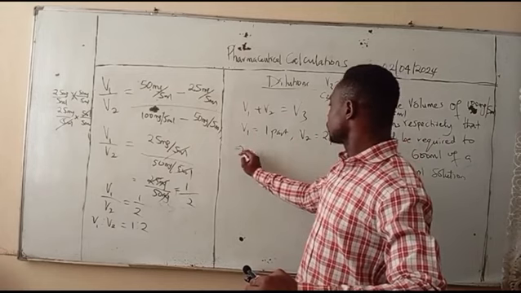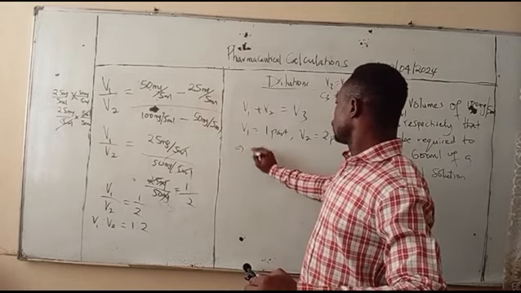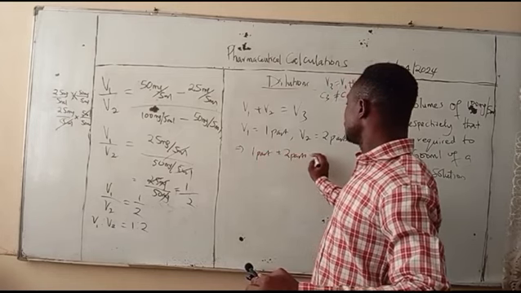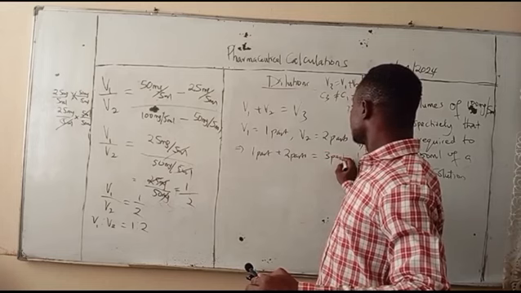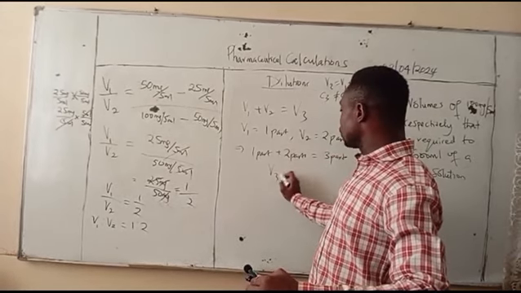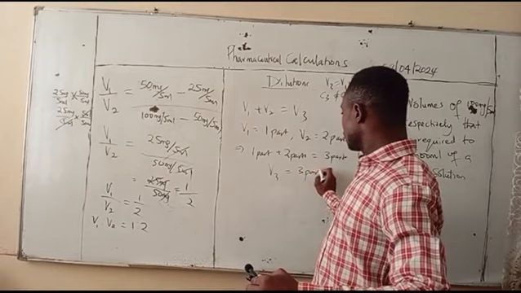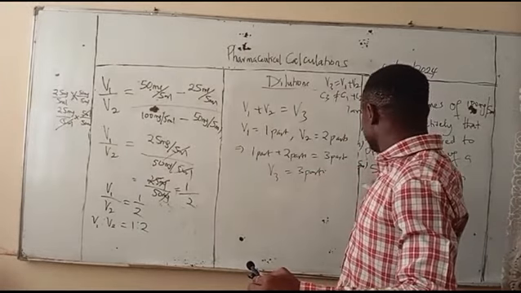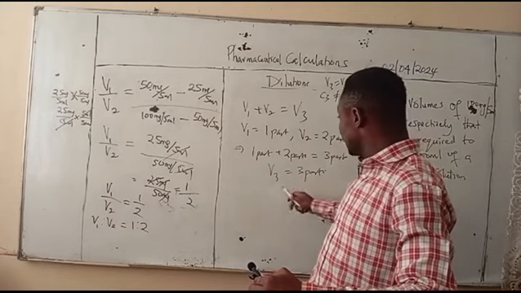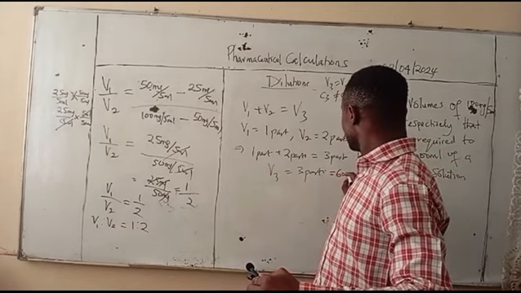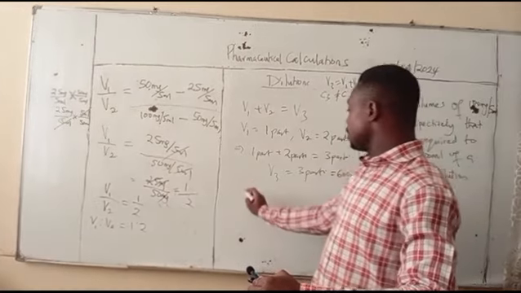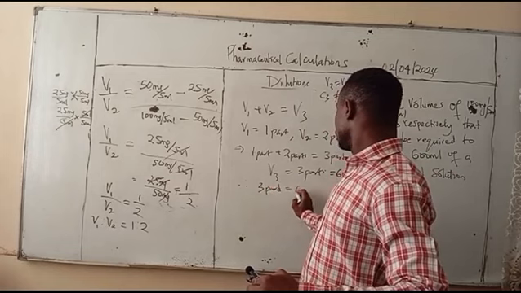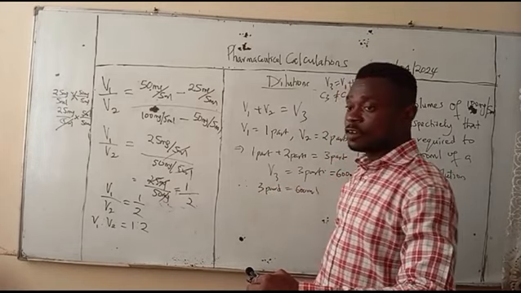that means 1 part plus 2 parts is how many parts? 3 parts. That means V3 is actually 3 parts. Since V1 and V2 are contained inside this 600 ml, remember that V3 is also 600 ml. Therefore 3 parts is equal to 600 ml.